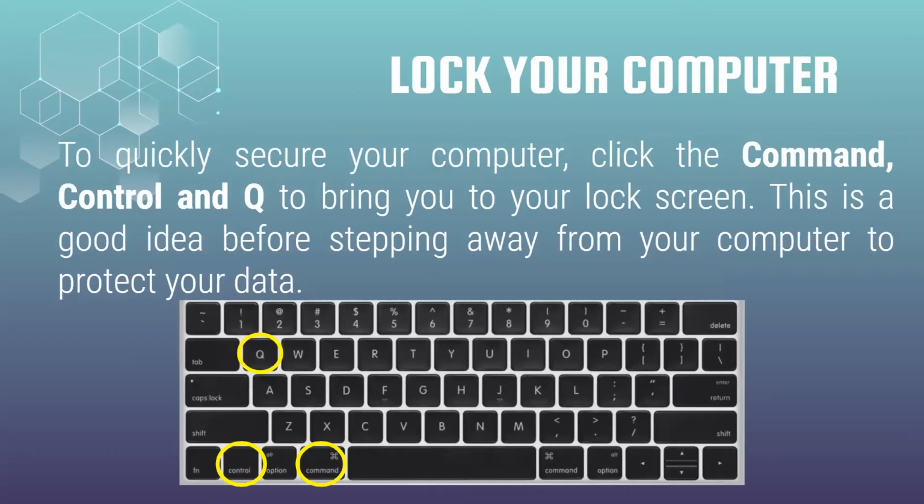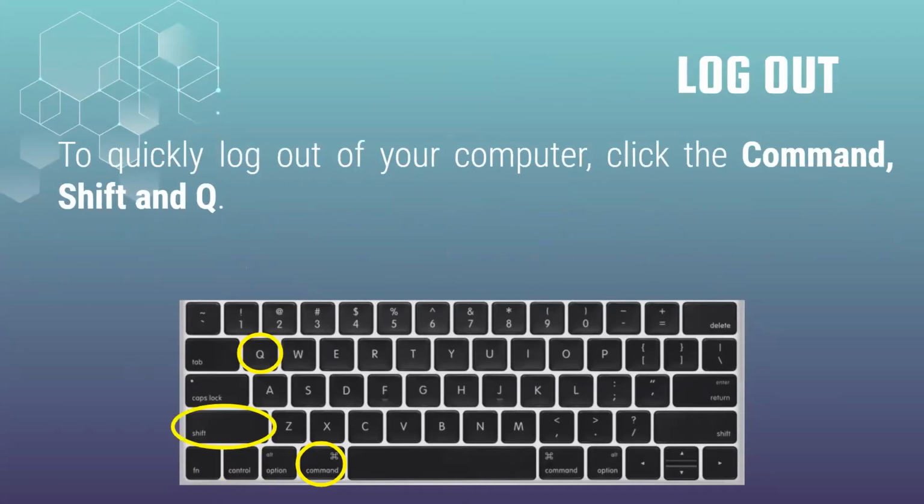Next is locking your computer. When you're leaving, if you need to go to the bathroom really quickly or get a drink, instead of just shutting off your computer, you just press Command Control Q. This locks your computer so no one else is able to access it unless they know the password while you're gone. So it's a safety feature. Next is to log out. To log out, you want to press Command Shift Q.